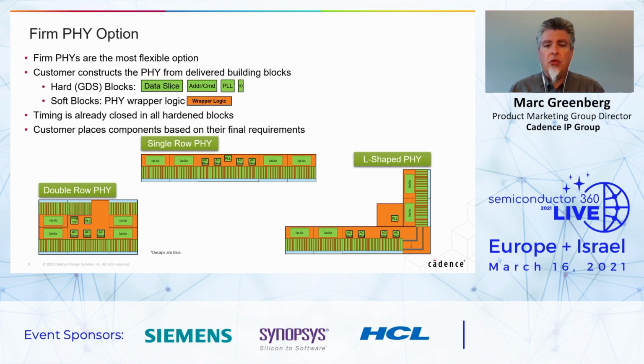The single row PHY is what most people think of when they think of a DDR PHY, but we certainly are able to produce other topologies like a double row PHY, which can be more compact on the shoreline basis, as well as an L-shaped PHY that can go around the corner of a chip and help to use some of the chip resources in the corner of the chip. So those are very, very flexible options to be able to choose the physical topology of your DDR PHY.